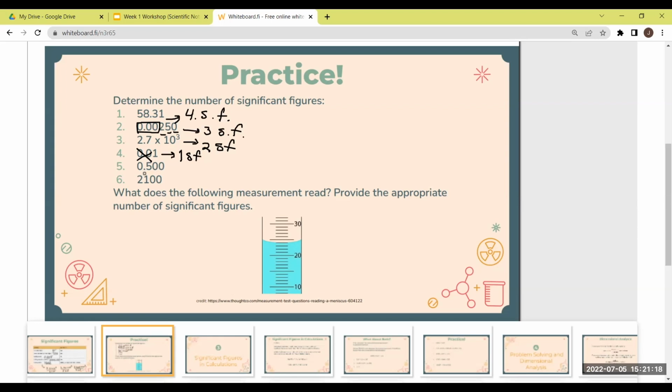Number 5, you have 0.500. There's going to be a leading zero right here. There is a decimal in this number. And then there are trailing zeros at the end. So these trailing zeros are going to be significant, which gives us a total of 3 significant figures.